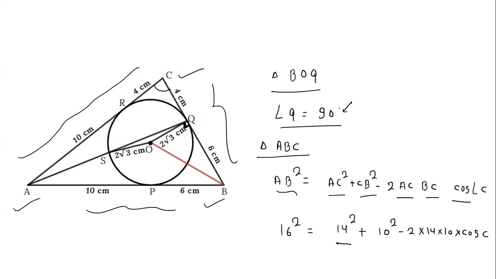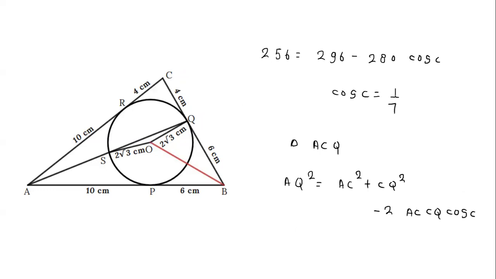So AC we know it is 14. We know this is 14. We know this is 10. So 14 square, here it is 10 square, here it is 16 square. We know this is 16. And minus 2 times 14, 10, and cos of angle, which is the cos of the angle between 14 and 10, which is angle C. So from here you can simplify and find out the cos of C will come as 1 by 7. So now we know the cos of C value, which is 1 by 7.